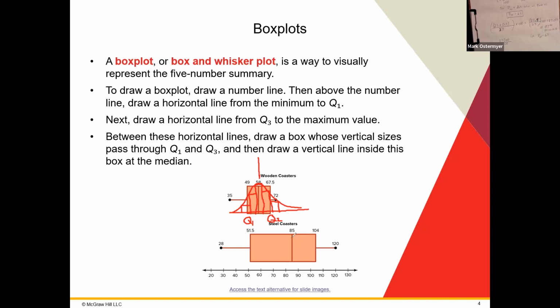Notice the steel roller coaster speeds exhibit some skewness to them. In fact, since there's more box between the first quartile and the second quartile, as opposed to between the second and the third quartile, we would say that this data set is skewed to the left. So if you were to build a frequency histogram, you would discover that it would look something like this. Okay, it's skewed to the left, ladies and gentlemen, or negatively skewed.